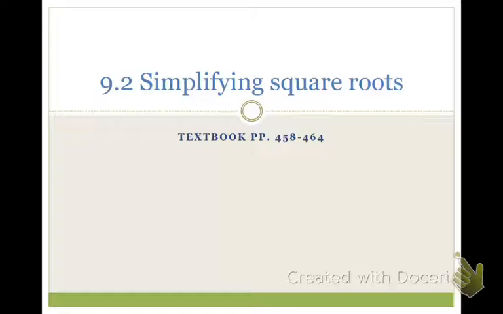Okay, we're in section 9.2, simplifying square roots. My goal in this lesson is to introduce you to this concept. It has a lot to do with perfect squares, which is why we've been reciting them in class, so we have those memorized. We can memorize them because those values never change. From 1 to 15, we have a set number of perfect squares.